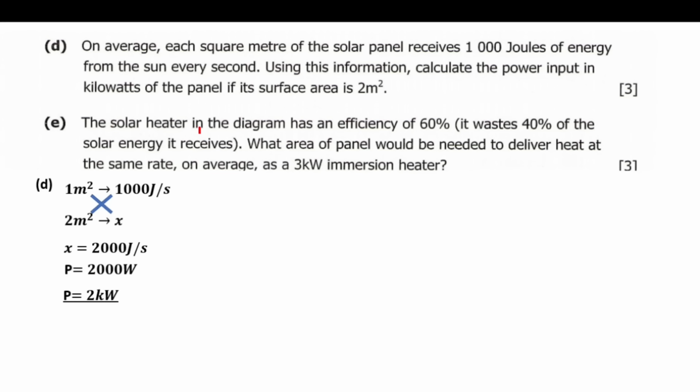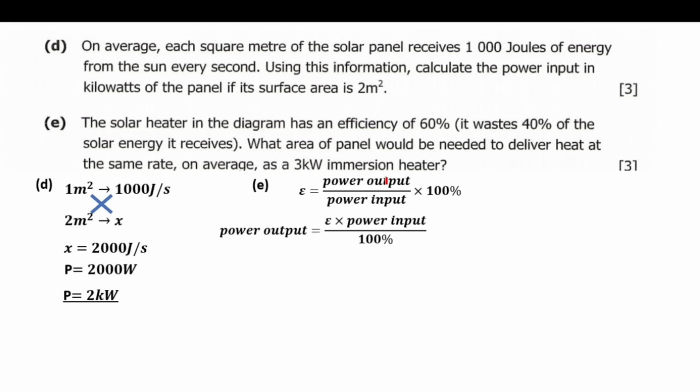Then E, the solar heater in the diagram, has an efficiency of 60%. What area of panel would be needed to deliver heat at the same rate on average as a 3 kilowatt immersion heater? So to deliver, this should now be the output. So we need now the input. So we are going to say that efficiency is equal to power output divided by power input. Then we are going to find the power output. It's the one we want. So power output is equal to efficiency times power input over 100.